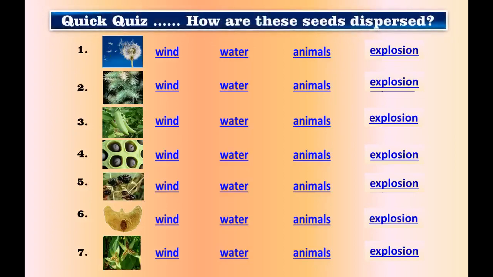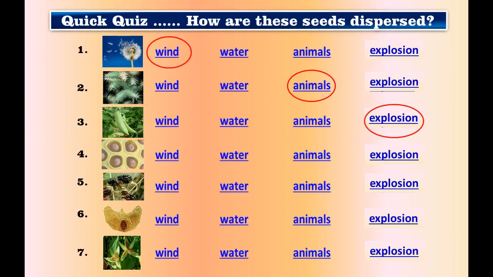How are these seeds dispersed? The first one is dandelion. Is it dispersed by wind, water, animals or explosion? It is dispersed by wind. Number 2. Burdock. Is it dispersed by wind, water, animals or explosion? It is dispersed by animals. Number 3. Peas. It is dispersed by explosion.